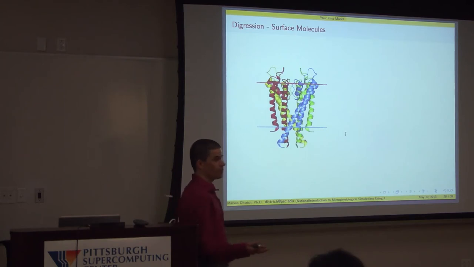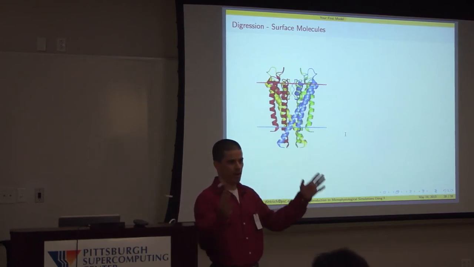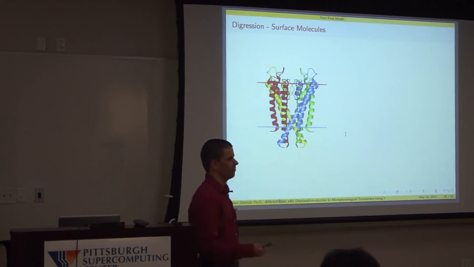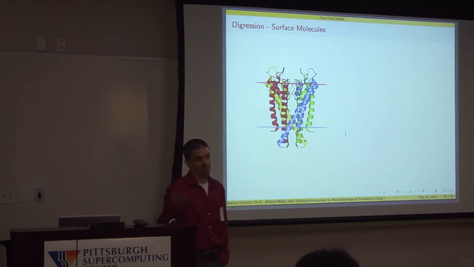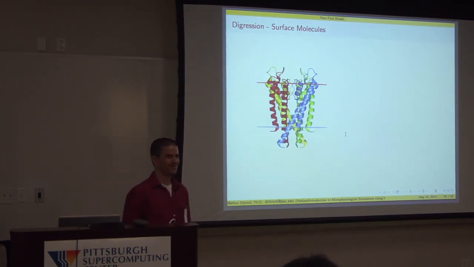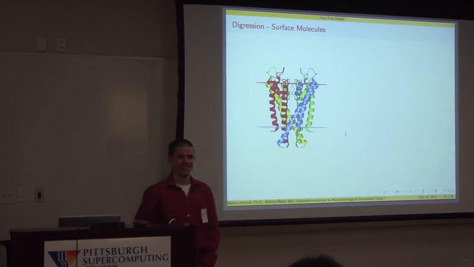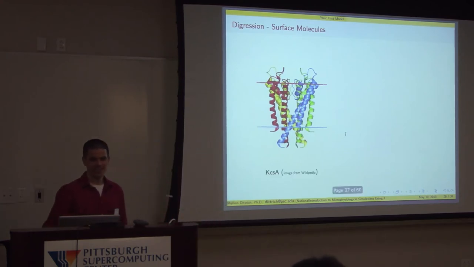Okay, so let's talk about surface molecules. And by surface molecules, I really mean molecules on maybe a biological membrane. So this could be a transmembrane channel, say, or some receptor. Like this guy, anybody know what this is? No? Potassium channel. Yeah, right. Potassium channel, KcsA.